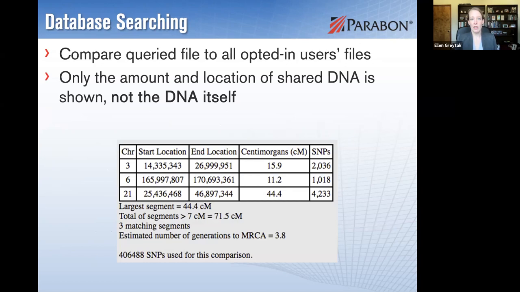And when we do this DNA comparison, we never actually see the person's DNA. So this is a comparison of my DNA to a third cousin who I did not know, who I found in GEDmatch. She and I share 71.5 centiMorgans of DNA, but this is all we see, that she and I share DNA on chromosomes 3, 6, and 21. Here's how long they are, how many SNPs are in those segments, where they are. That's all we see, and that's all we care about. All we care about is the relationship. This tells me, if I were the unknown person, whereas our unknown person before could have been anyone in the world, now it has to be someone who's related to this person in GEDmatch.